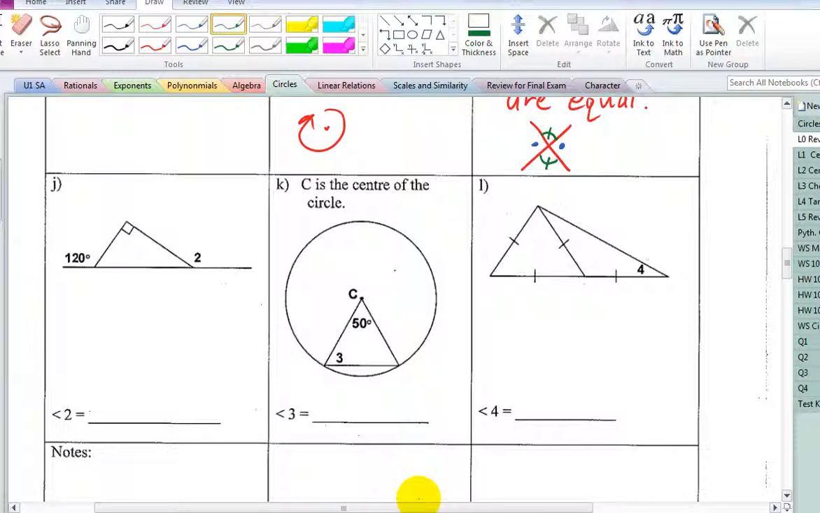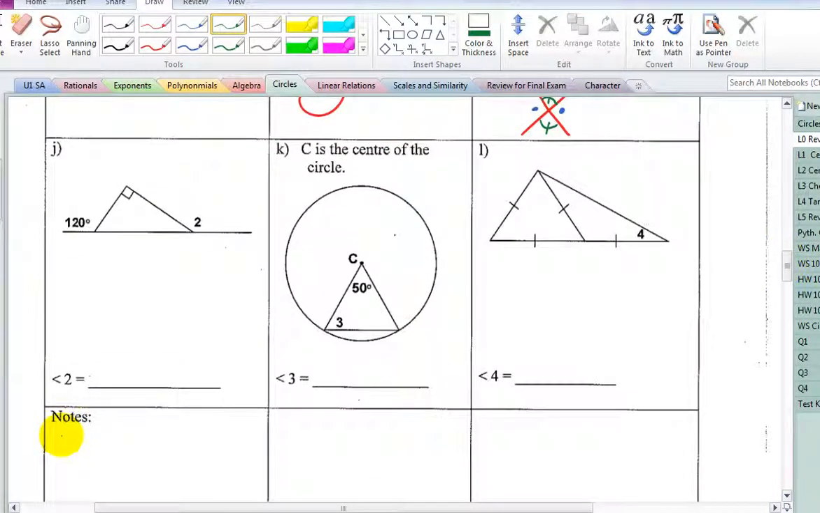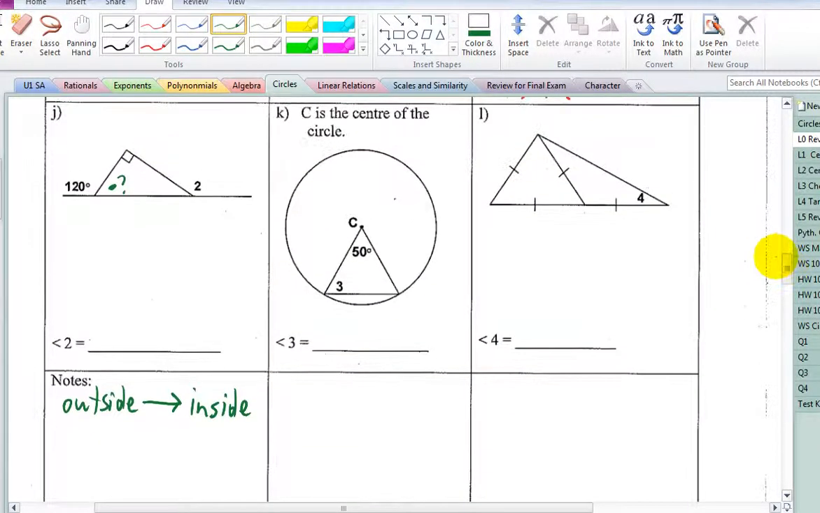So, how do we find angle 2? What do we have to do? Because we're given a number that's outside the triangle. From outside the triangle, you need to find the inside of the triangle, because those 2 angles add up to 180 degrees. That's a straight line. Yes, Sarah. Yes, for sure. So then what you do is 180 minus 120. Yep. Get your angle.